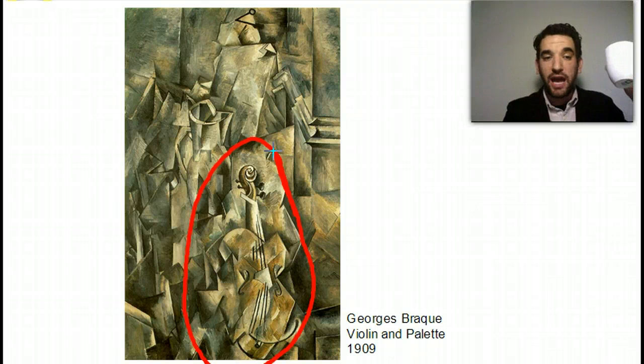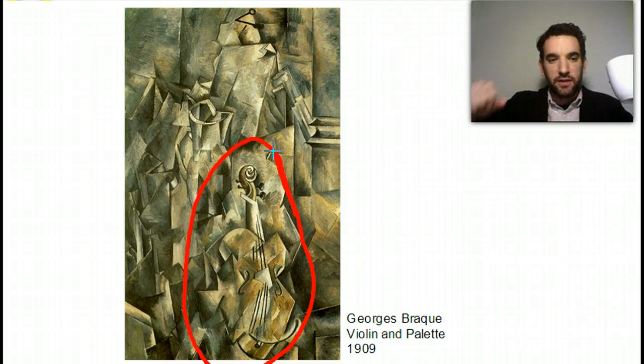Because for Braque and Picasso, there's no sense in trying to capture the reality of a violin in a painting. The violin exists in the real. You can see a violin the way that we can see this. I can see this mug in real life. You can see the violin, you can pick up the violin, you can play it if you want to.